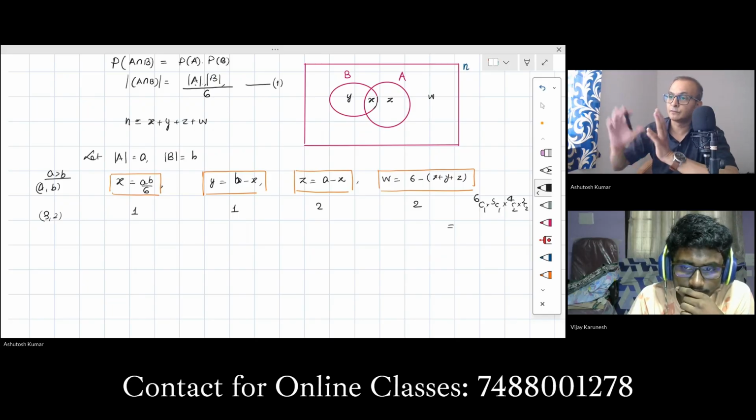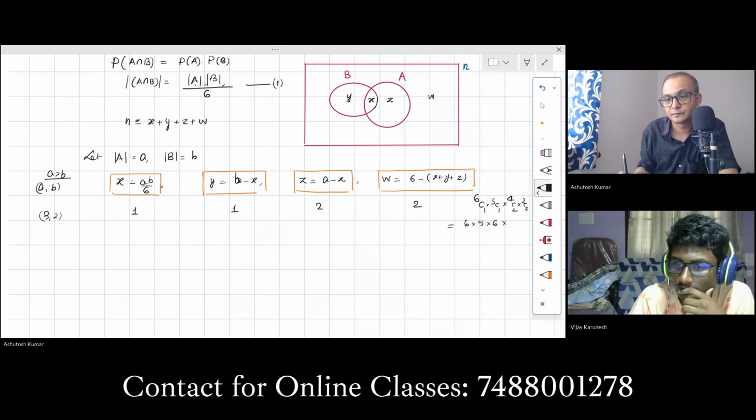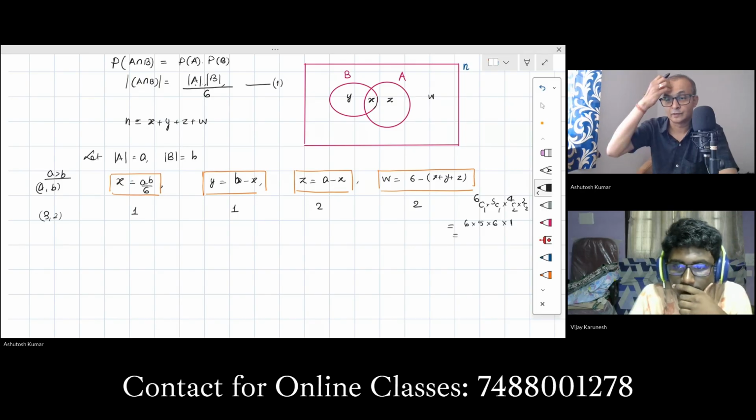So let's simplify. We get 6, then 5, 5, 4, then again 3. 4C2 is what? 4 factorial by 2 factorial by 2 factorial. So what we get? Again 6. And then 3 factorial, and this is 1, 1, correct? So what are we getting? 180.